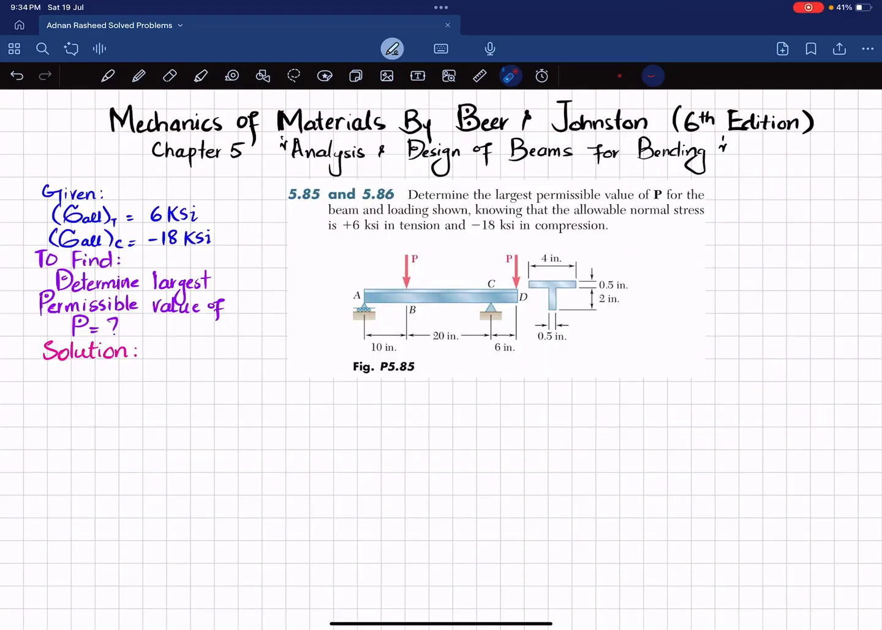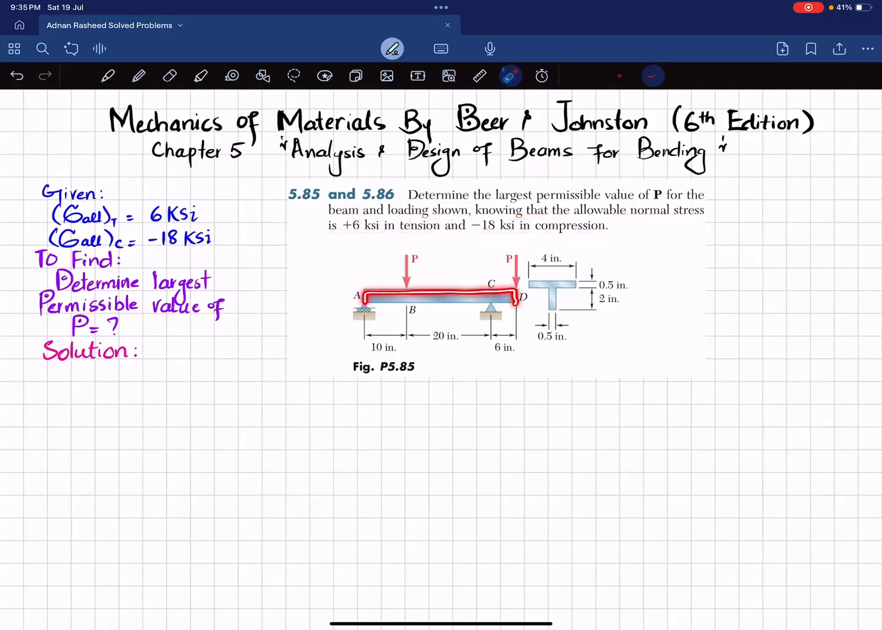Welcome back. In this video, we are going to solve problem 5.85 that is taken from chapter number 5, Analysis and Design of Beam for Bending, and book name is Mechanics of Material by Beer Johnston, 6th edition. So statement is determine the largest permissible value of P for the beam and loading shown, knowing that allowable normal stress is 6 ksi in tension and minus 18 ksi in compression.